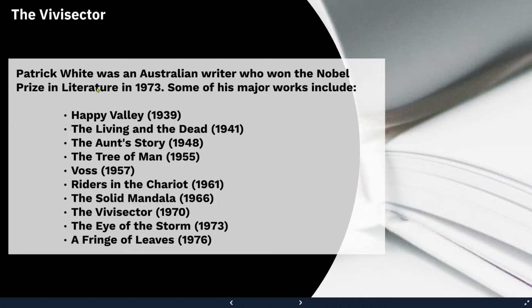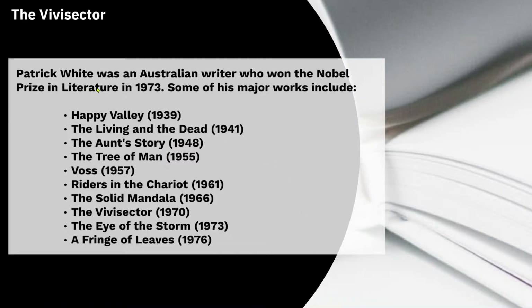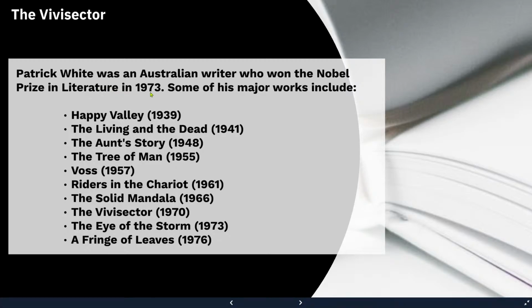Patrick White was an Australian writer who won the Nobel Prize in Literature in 1973, and I have charted out his major works here: Happy Valley, which was published in 1939, The Living and the Dead, published in 1941, The Aunt's Story in 1948, The Tree of Man in 1955.